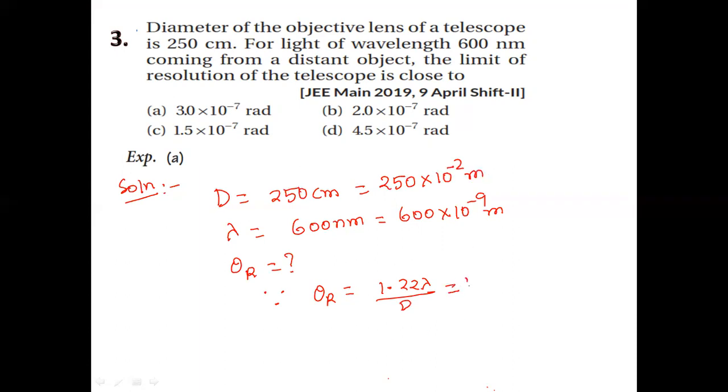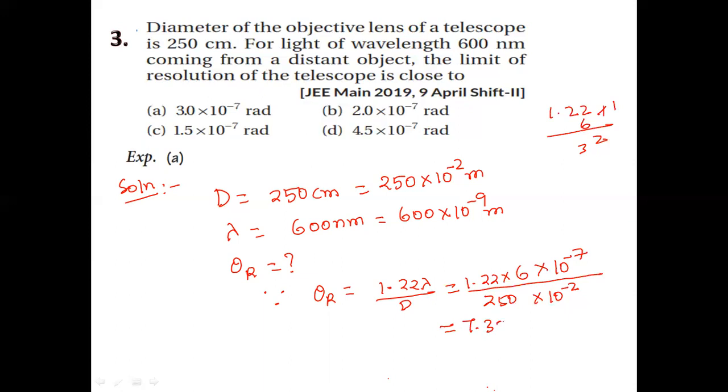That is nothing but 1.22 times 600 into 10 power minus 9. I'll write as 6 into 10 power minus 7 upon 250 into 10 power minus 2. That gives 7.32 into 10 power minus 6 divided by 25.